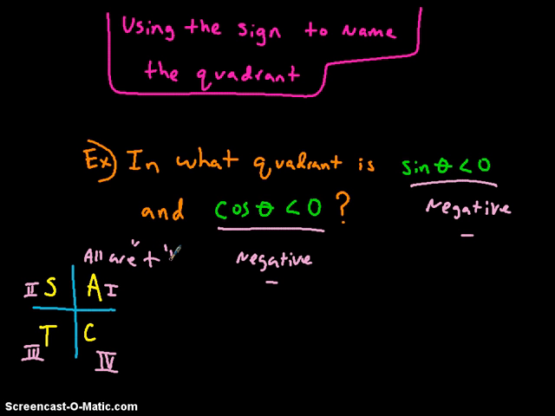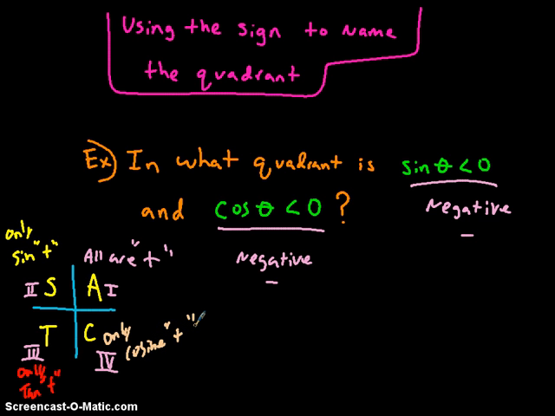And then the S represents sine, meaning that in this quadrant, only sine is positive. You might just emphasize the word only. Only sine is positive in that quadrant. T represents tangent, so down there, only tan is positive. And the last one, C represents cosine, so here, only cosine is positive.